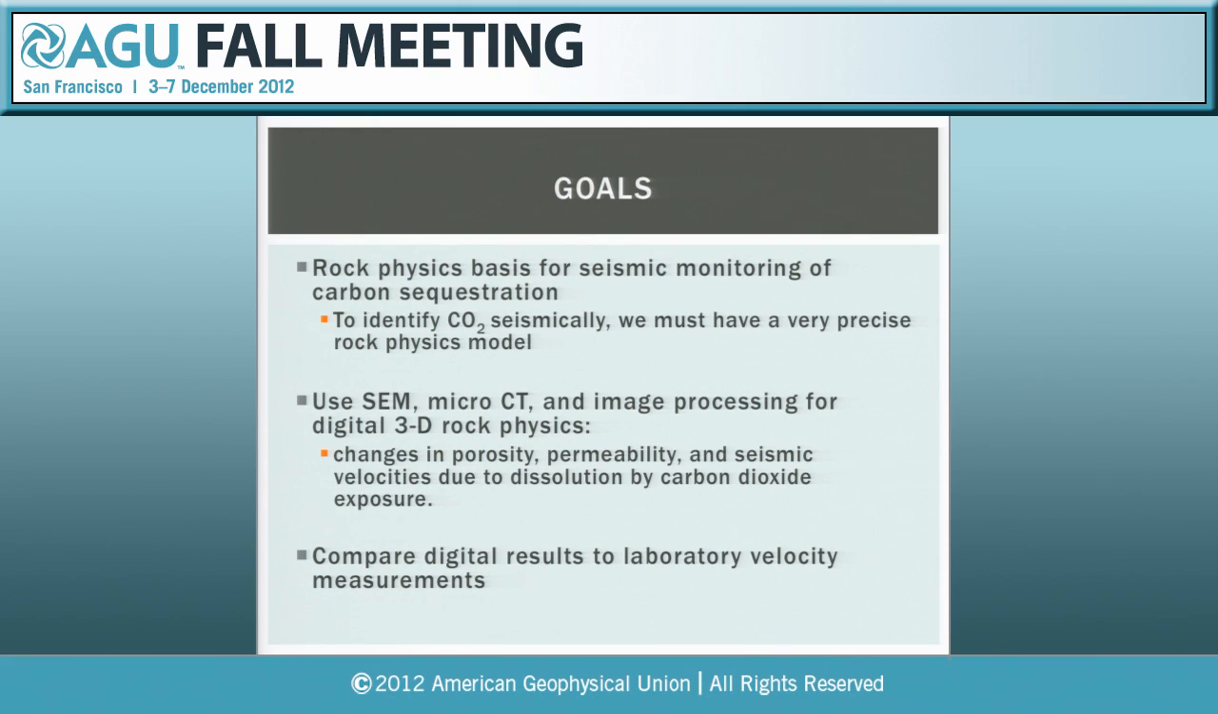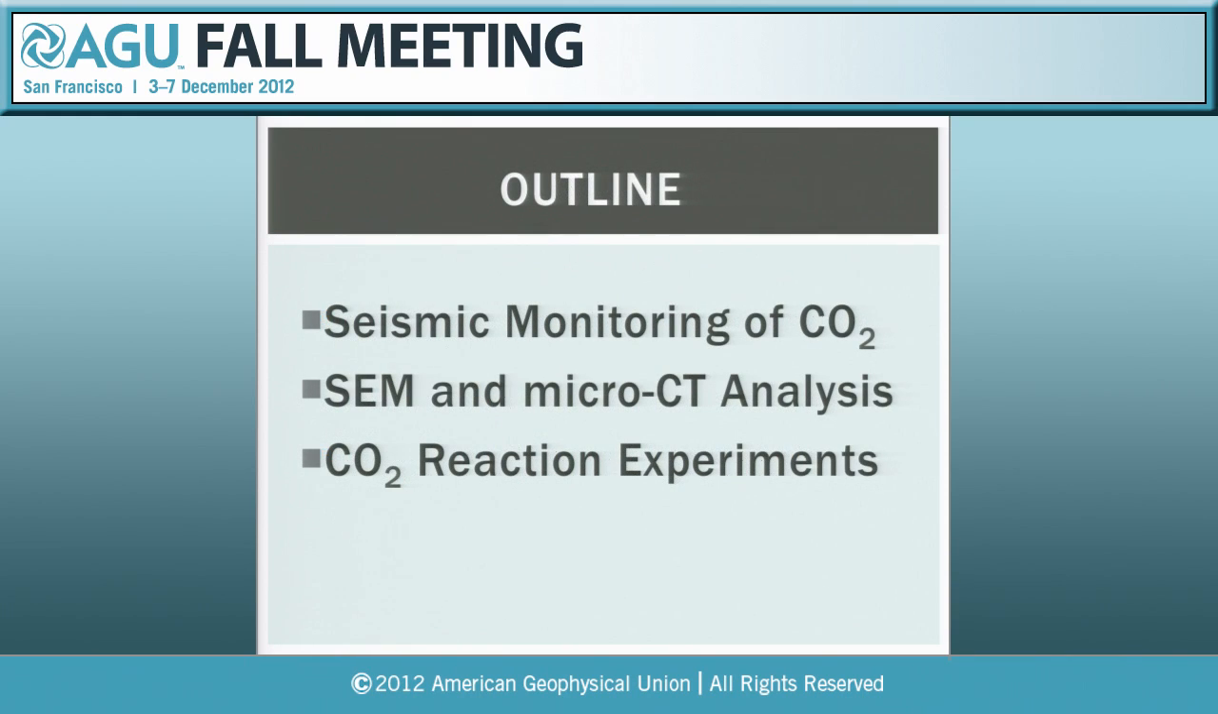So we have multiple 3D seismic surveys at a Permian basin in West Texas, and I'm using SEM, micro CT, image processing, as well as laboratory velocity measurements to predict changes in the reservoir properties with long-term exposure to CO2. So it's a vuggy carbonate reservoir. Just to keep in mind, we have a reactive reservoir.